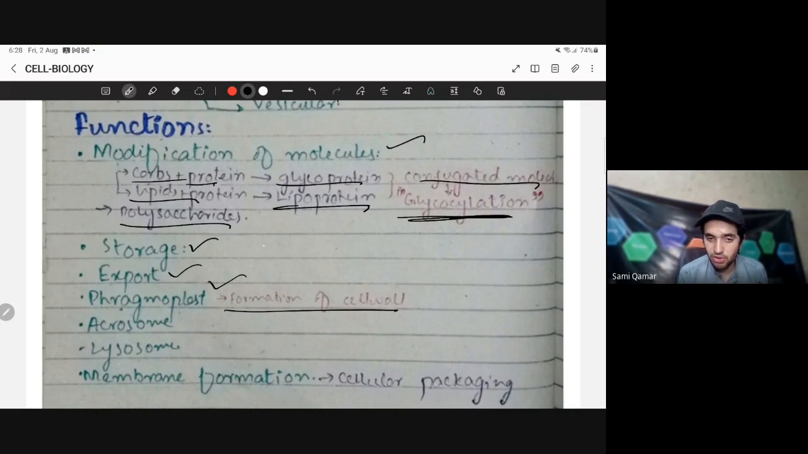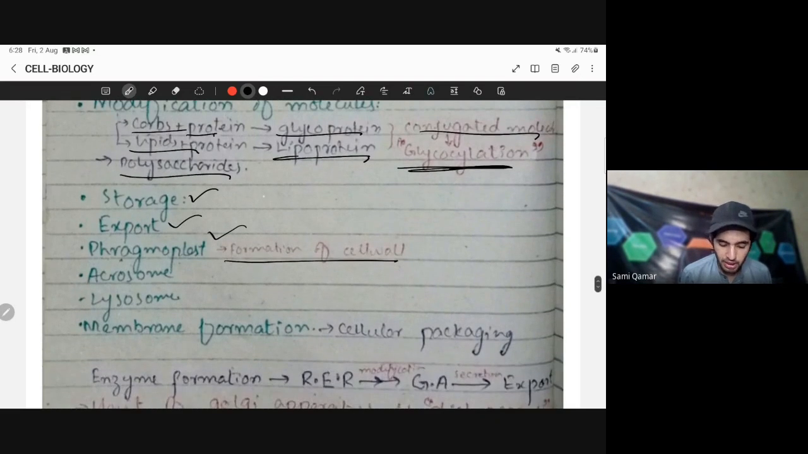Okay, it doesn't have centrioles, but the Golgi apparatus will form the phragmoplast. It will do this formation of the cell wall correctly. Okay, acrosome. Acrosome is the sperm head. If you know the sperm head, we study it in the male reproductive system. So this sperm head is the acrosome, and it has lysosomal enzymes. So it is derived from the Golgi apparatus. Lysosome, as you know, is made from and secreted by the Golgi apparatus.